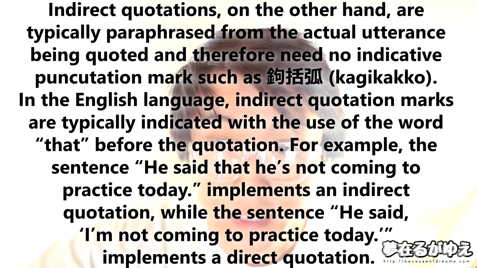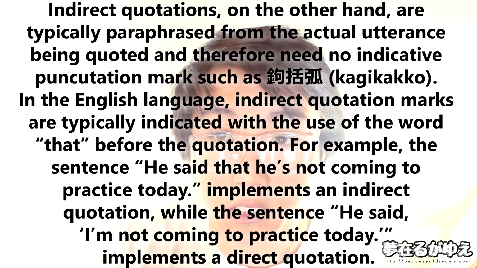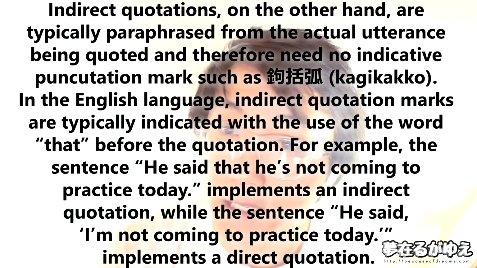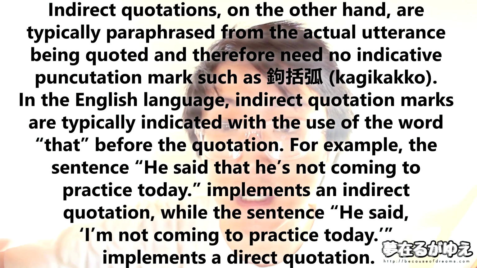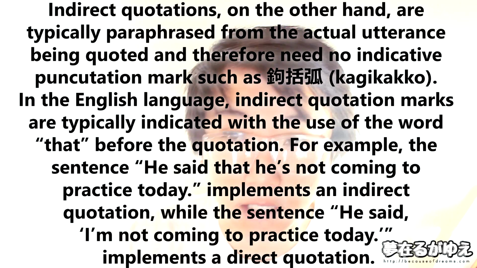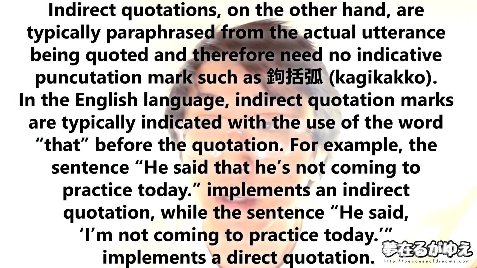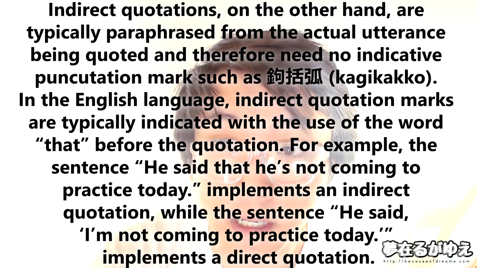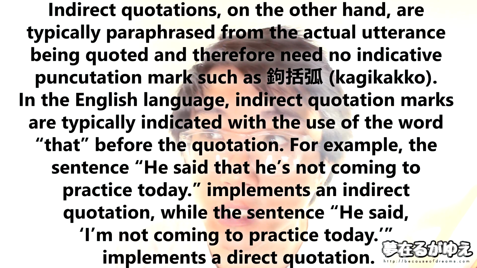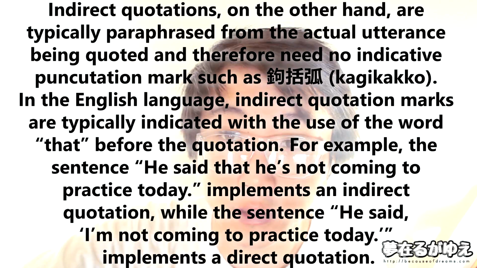But now you might be asking, how do we tell the difference between a direct quotation and an indirect quotation in the Japanese language? Because in the English language, we know it's a direct quotation when there are quotation marks, and we know it's an indirect quotation when you basically use the word that right before the quotation. And that is definitely true. In the English language, you can say something along the lines of, he said that he's not coming to practice today, and that'll be an indirect quotation, and you can realize that it's an indirect quotation the moment that the word that is uttered.